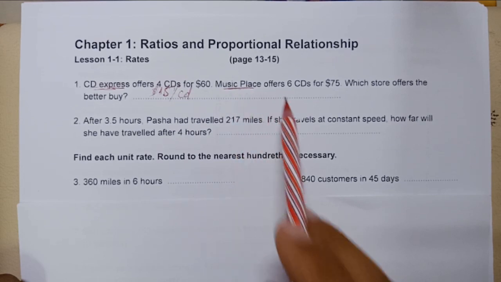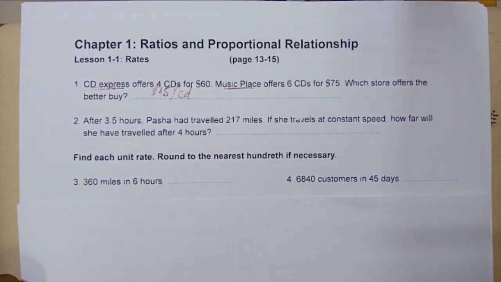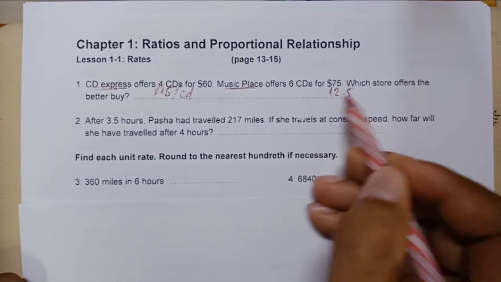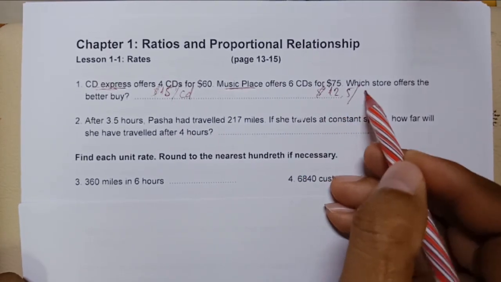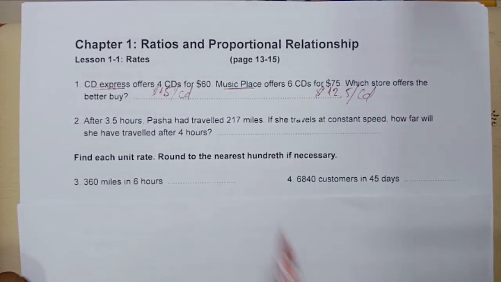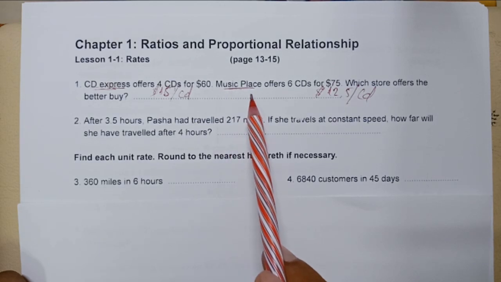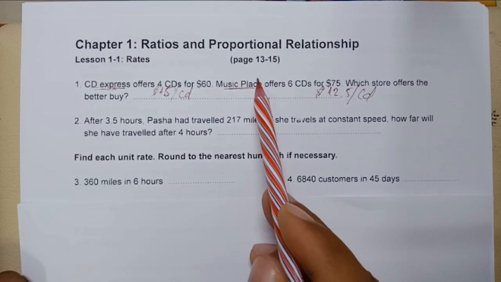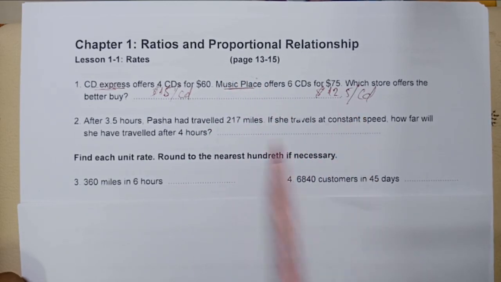For Music Place, you have 75 divided by 6. You have this one at $12.50 per CD. So therefore, Music Place offers the better buy. Your answer is Music Place because it's cheaper.